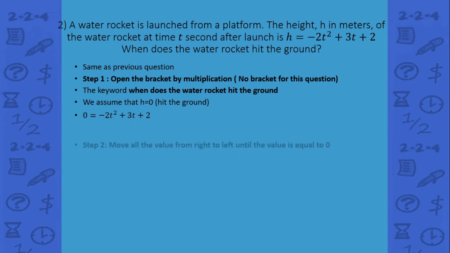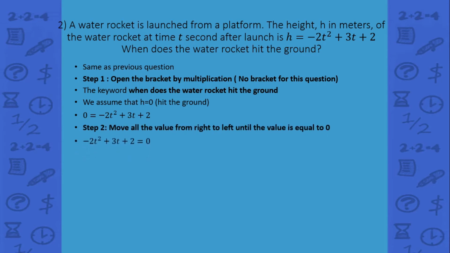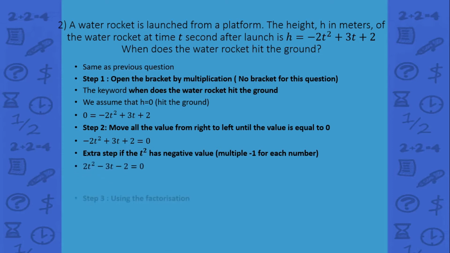We move to step 2, which is move all the values from right to left until the value is equal to 0. But for this question we have an extra step. If the t squared has a negative value, as a result we need to multiply by -1 for each number. The final step for this question, step 3, using the factorization.